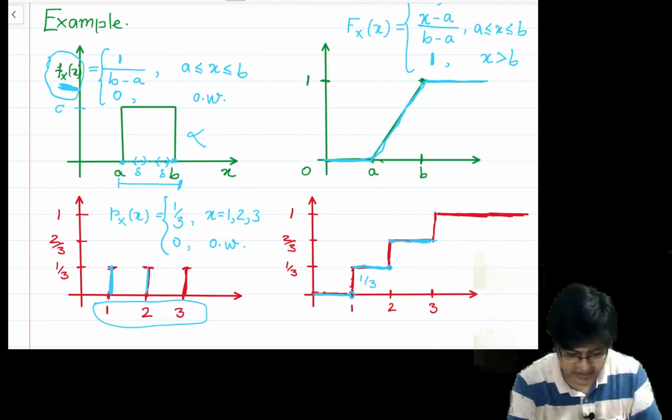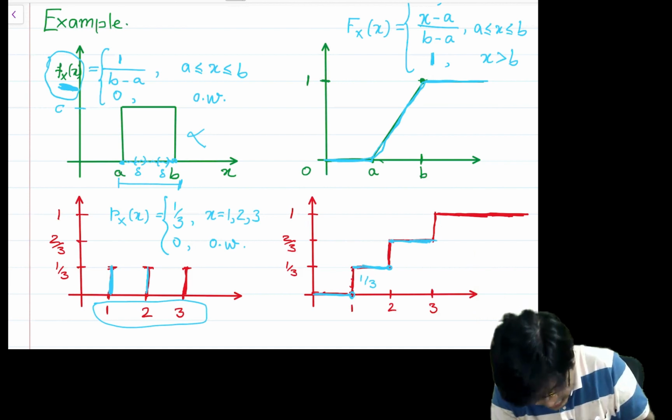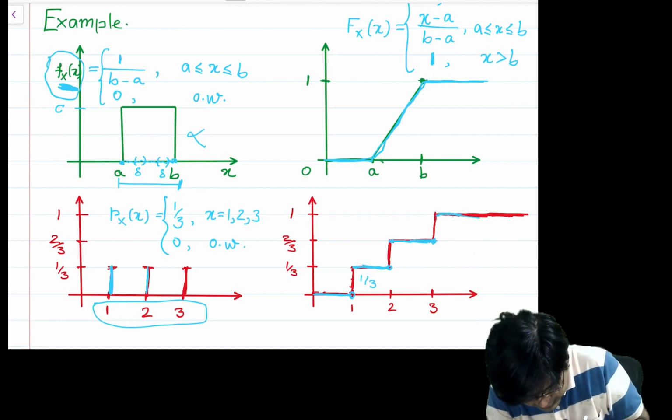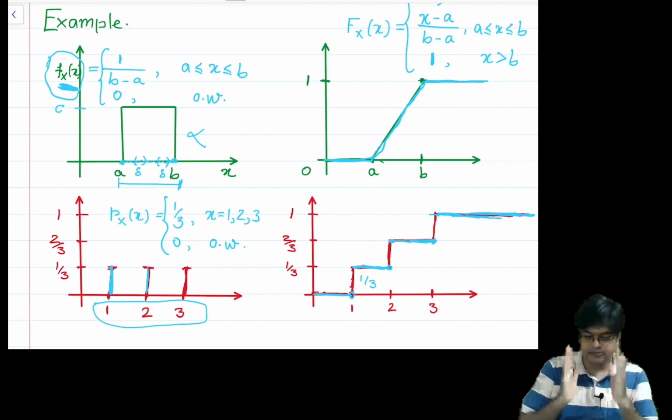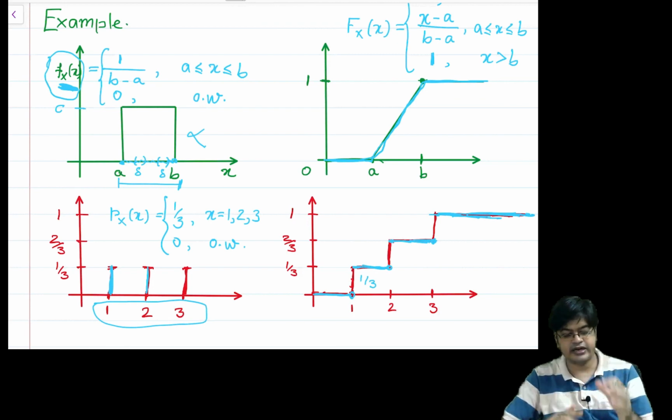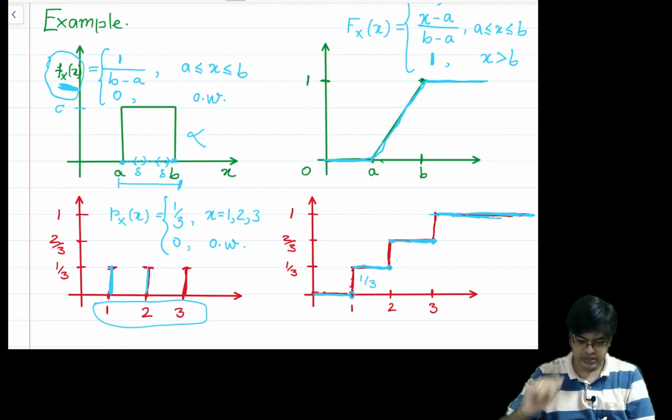Then at 3 also there is a jump, so I will not have any point here, but I will have a point here, and after that it rests in peace at 1, correct? So this is a typical graph of a distribution function, cumulative distribution function, when the random variable is discrete.